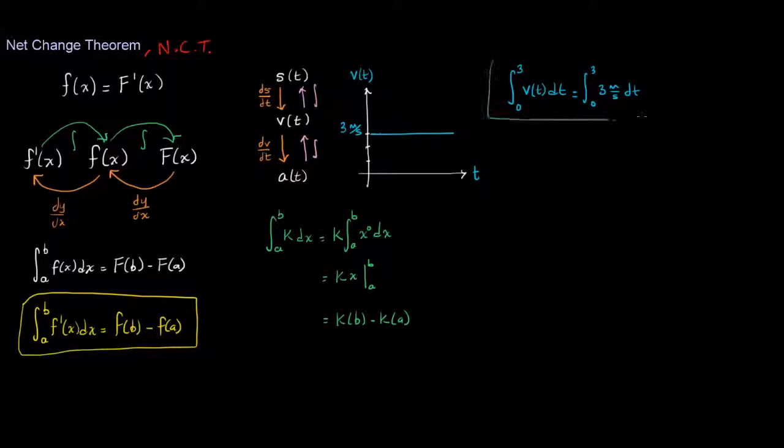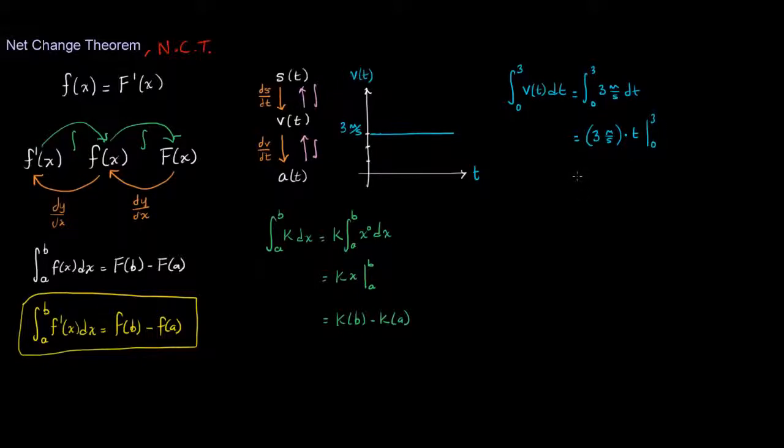So we can apply this to what we have here. We want to know the net change in position for this particle, which is moving with a constant velocity of 3 meters per second. The result of the integral will be 3 meters per second times time, because we have here this differential of time, so our variable is time. The interval will be between 3 and 0.